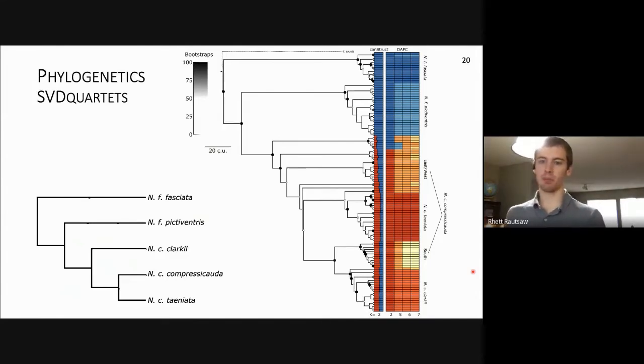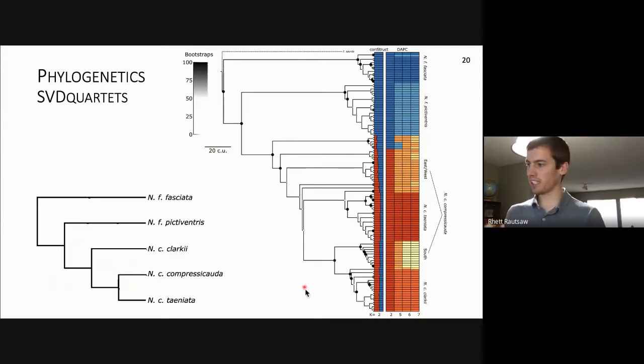Second, many systematists prefer that species are monophyletic, but you'll see that this is not the case for Nerodia fasciata pictiventris. It forms a paraphyletic clade. And the other thing is that Nerodia clarki compressicata is also heavily paraphyletic as well, actually forming two distinct parts of the tree.